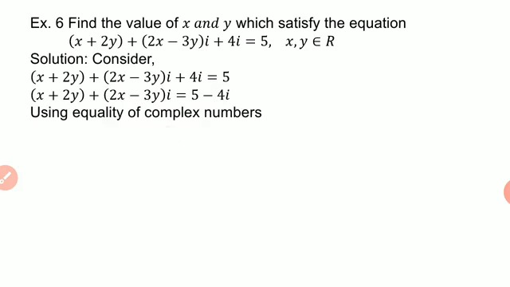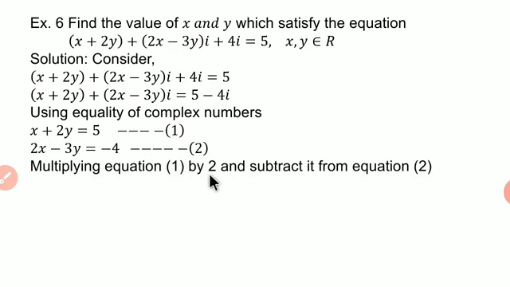Using equality of complex numbers, here we get two equations. The first one is x plus 2y is equal to 5, and the second equation is 2x minus 3y is equal to minus 4. Now solving these two equations for the values of x and y. To find the value of y first, I eliminate x. For that, multiplying equation 1 by 2 and subtracting it from equation 2, we get 7y is equal to 14, and therefore y is equal to 2.